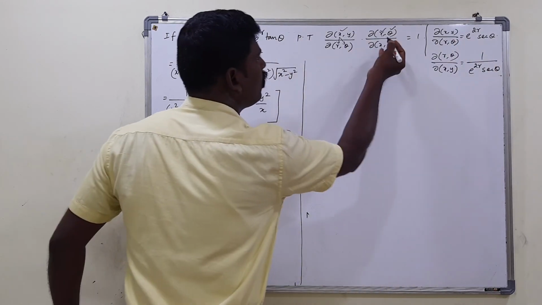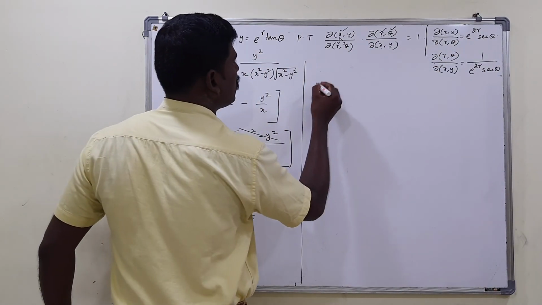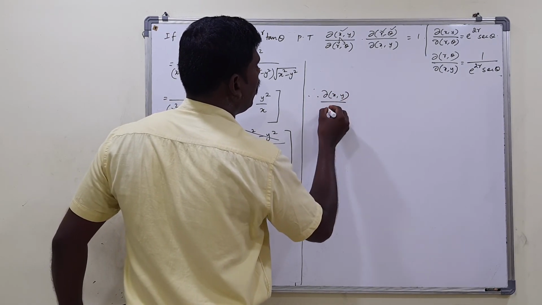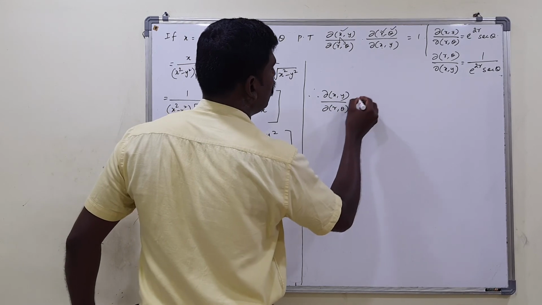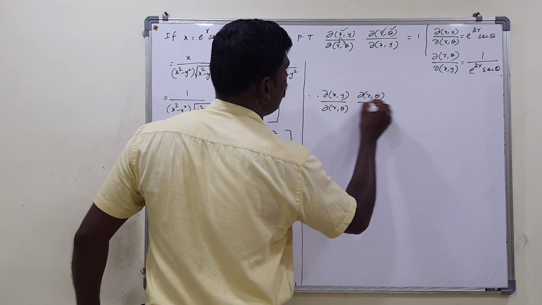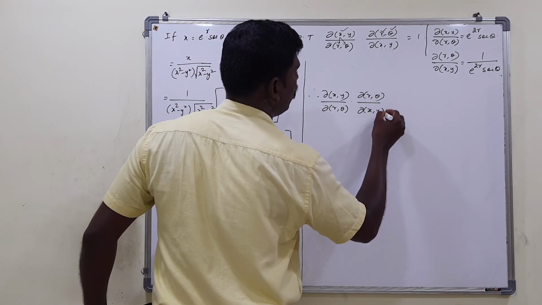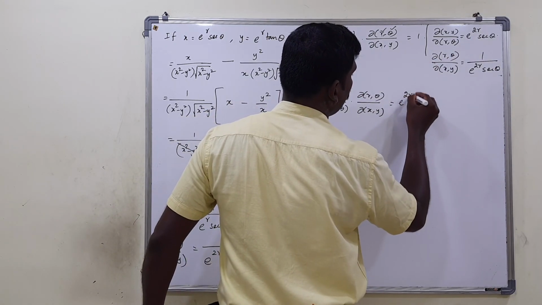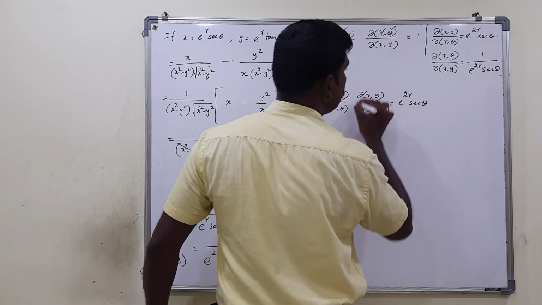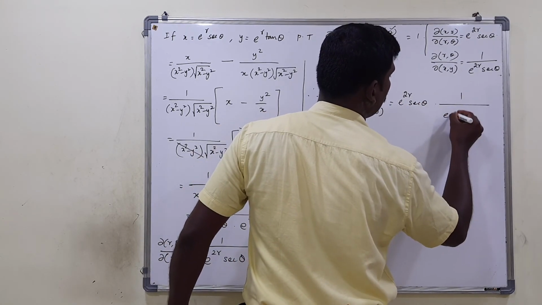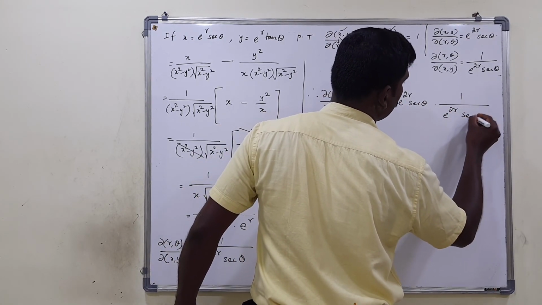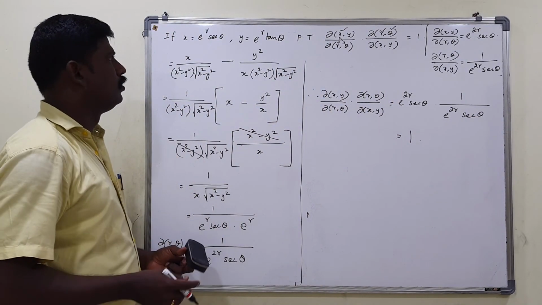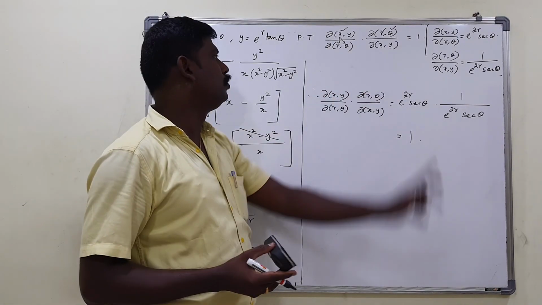Taking the product between those two, you can get 1 automatically, isn't it? That's all. Now I am going to do that one. Therefore, ∂(x,y)/∂(r,θ) into ∂(r,θ)/∂(x,y) is equal to, what is this value? e power 2r secant theta. What is this value? 1 by e power 2r secant theta. Both will cancel each other, so you will get the answer as 1. That's all. So that's what we need to prove.